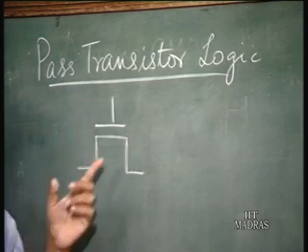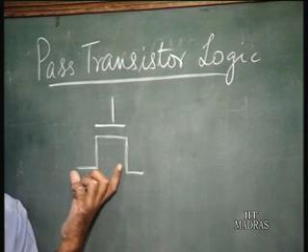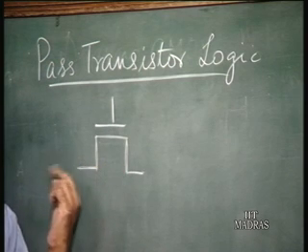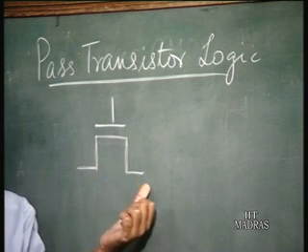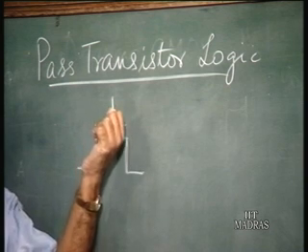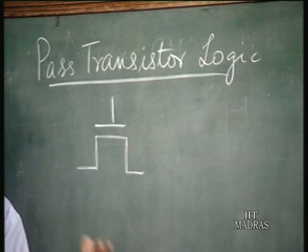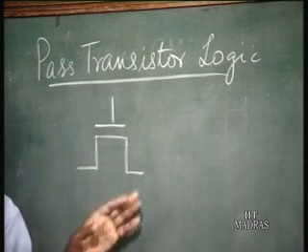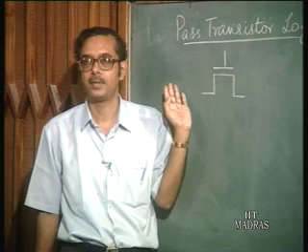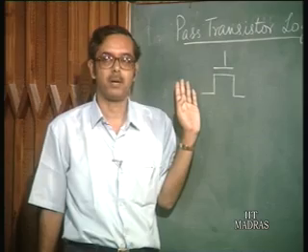So when the gate voltage is high, this transistor is an on switch. It's just like a switch. Whatever is the input is passed on to the output, and when this gate voltage is low, this behaves as an off switch. So there is no connection between the input and the output. That is the basic property of this.